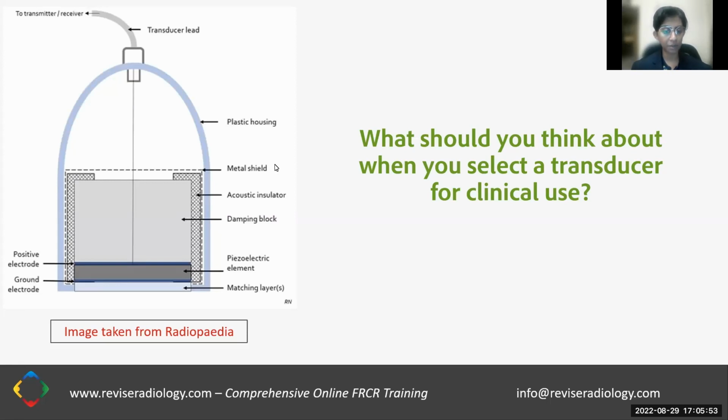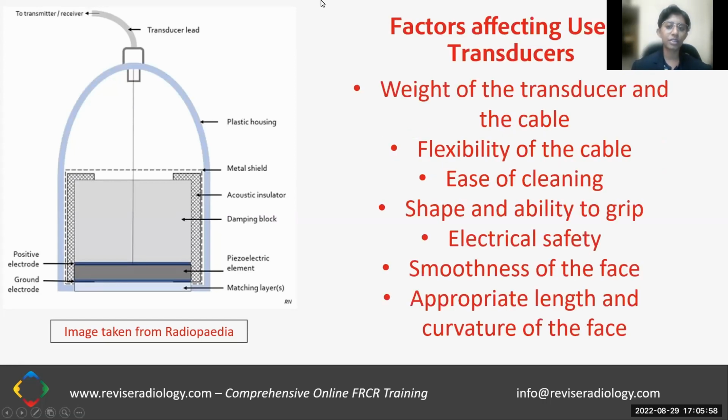Okay, I'm not seeing any more answers coming in, so we'll go straight to the answer. I got another one, 2D or 3D. So these are the factors that we look at when we're discussing transducers. The weight of the transducer and the cable is a factor for the operator. Flexibility of the cable is a factor. The ease of cleaning, the shape and ability to grip, electrical safety, smoothness of the face, and appropriate length and curvature of the face. These are all factors that come into play when we're deciding what transducer to choose.